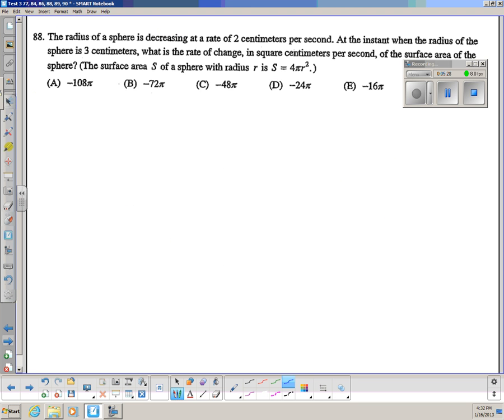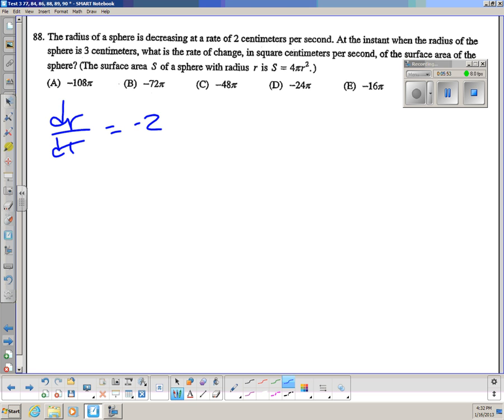All right. Number 88, it says the radius of a sphere is decreasing at a rate of 2 centimeters per second. At the instant when the radius of the sphere is 3 centimeters, what is the rate of change in square centimeters per second of the surface area of the sphere? And I'll be honest, I have to read that one again to myself. The radius of a sphere is decreasing at a rate of 2 centimeters per second. So I write dr/dt is -2.